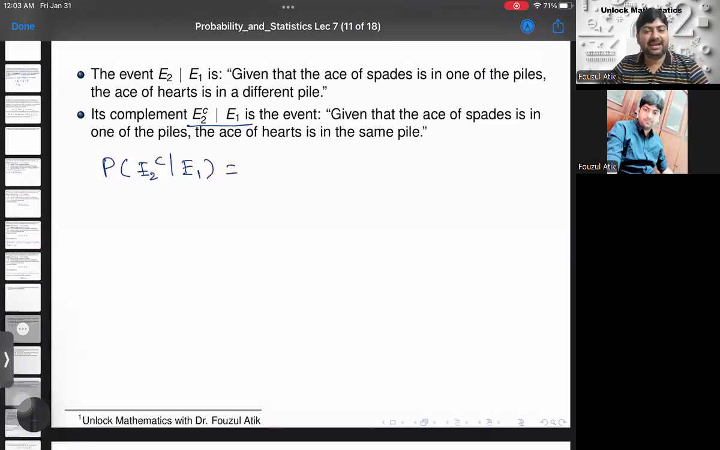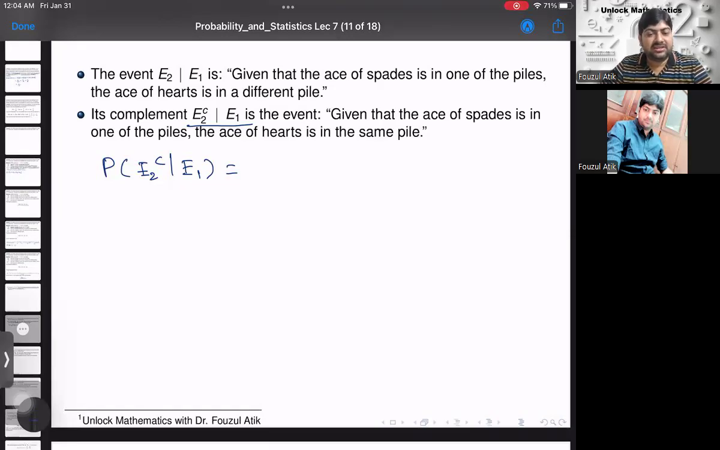Now, E1 is the event that the ace of spade is in one pile. So, in that pile, how many cards are remaining? Each pile has 13 cards. In that pile, one is the ace of spade. So, how many cards are there? 12 cards are there.